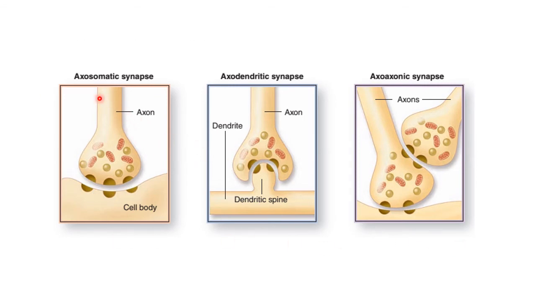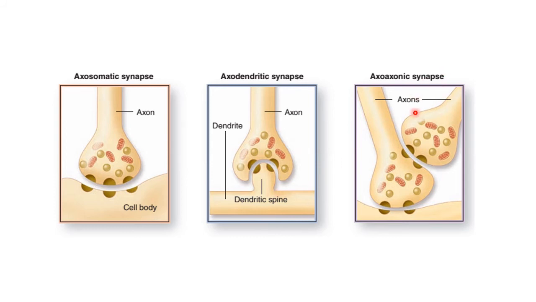In this diagram, we will see the difference. The axosomatic synapse is a synapse between an axon of a presynaptic neuron and a cell body of a postsynaptic neuron. This is called axosomatic synapse. The second type is the axodendritic synapse, which is a synapse between an axon of a presynaptic neuron and the dendritic spines or the dendrite of a postsynaptic neuron. So this is axodendritic synapse.